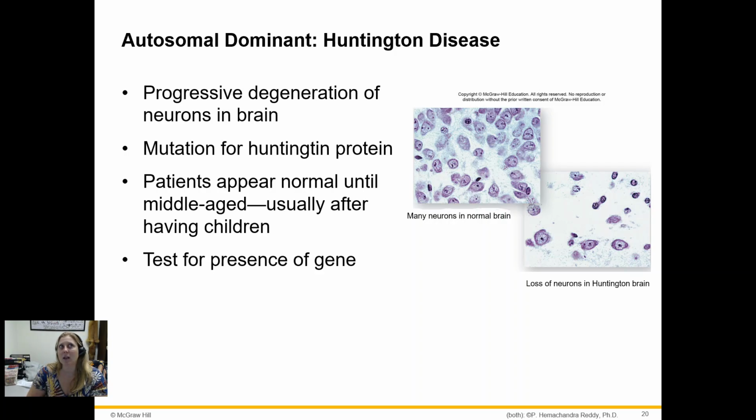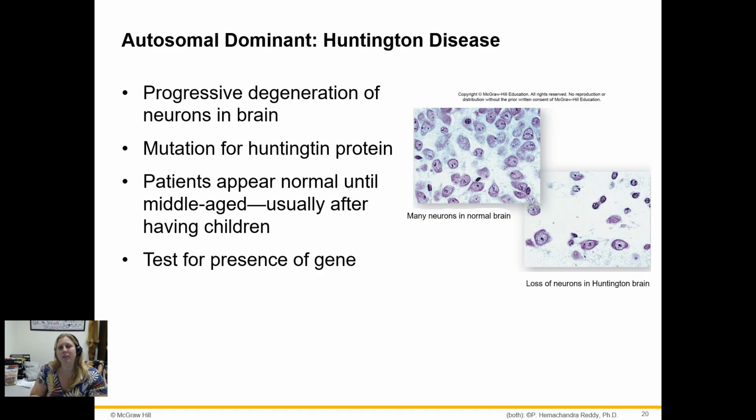The problem is Huntington disease can spontaneously arise in human lineages and is not necessarily identified early on. Individuals who are the first generations to have Huntington's disease might not even know that they have it until they're in their late 50s, early 60s, maybe even a little bit later.